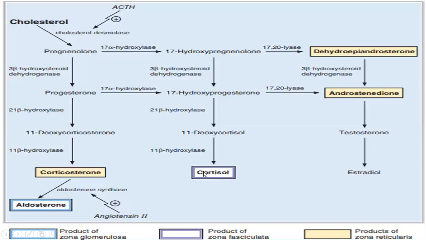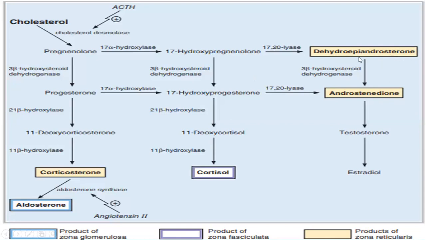Cortisol in turn is the predominant glucocorticoid. In the reticularis, there's 17-hydroxypregnenolone, and 17-hydroxyprogesterone can be converted into DHEA or dehydroepiandrosterone and androstenedione by 17,20 lyase, also known as 17 alpha hydroxylase. Okay, it could also be 17 alpha hydroxylase.